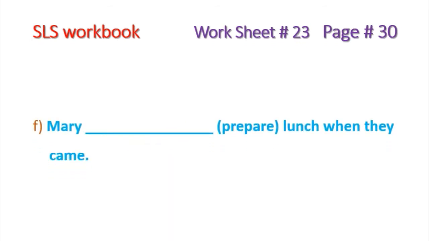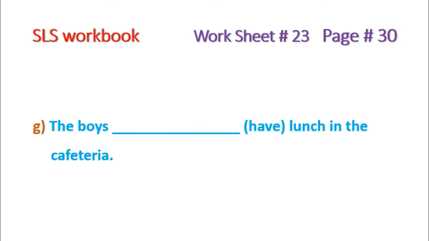Part F. Mary dash prepare given in the bracket lunch when they came. Students, let's see prepare. We will cut down E and add ing. So it becomes preparing. Mary is singular. Which helping verb will we use? Was or were? Yes, students, was. Was preparing. Spellings of preparing. P-R-E-P-A-R-I-N-G. Preparing.